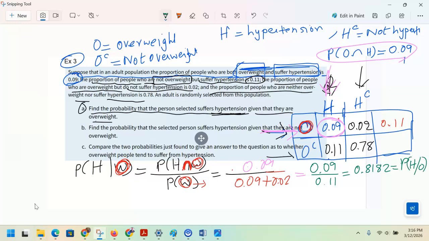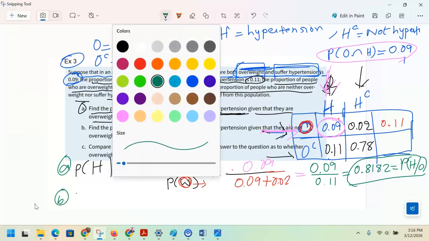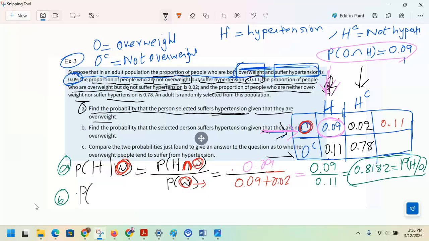Let's put this in important information. So this is the A part. What is the B part? What is the probability that a person suffers from hypertension, given that he is not overweight? You see this piece is not overweight. He is suffering from hypertension, but it is told that the person is not overweight.